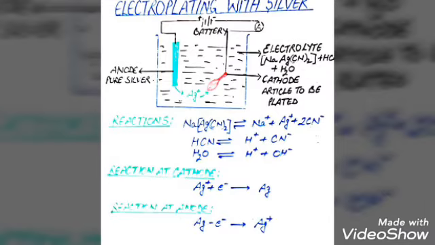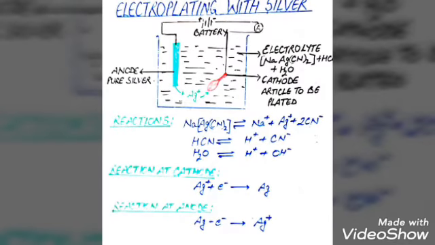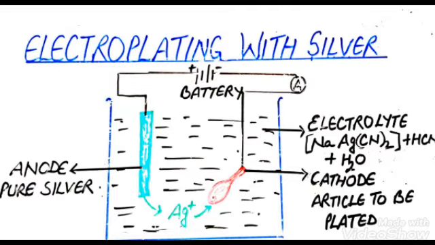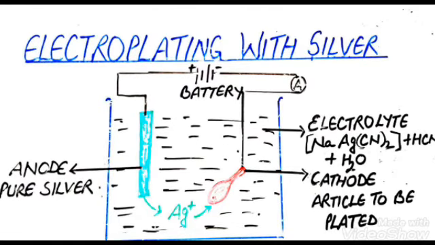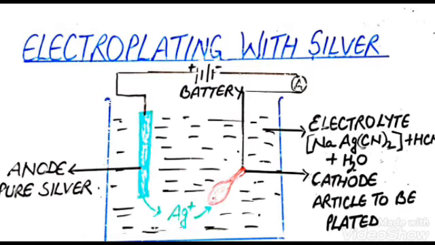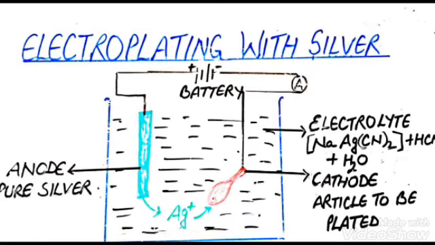Electroplating with silver. Any article can be electroplated with silver by using electrolysis. The article to be plated is made cathode and a thick rod of pure silver is used as anode. Electrolyte is a salt solution of silver.